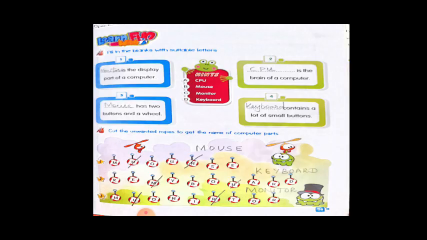So next we come across to the exercises. I have given the textbook answers. You can go through here. The dash is the display part of the computer. It is the monitor. Dash is the brain of the computer. It is the CPU. Dash has two buttons and a wheel. That is your mouse. Dash contains a lot of small buttons called the keyboard.